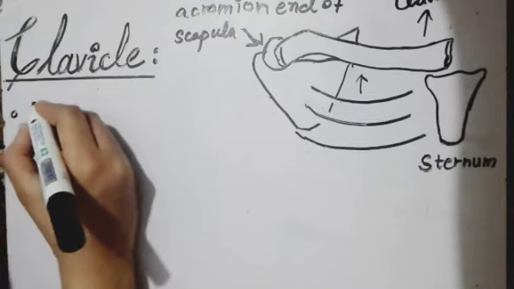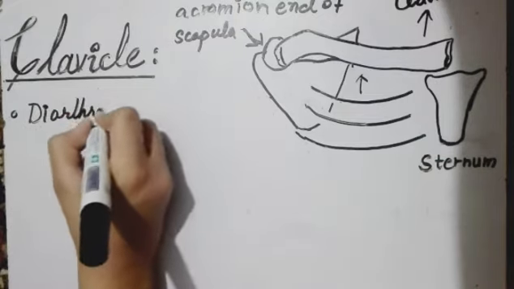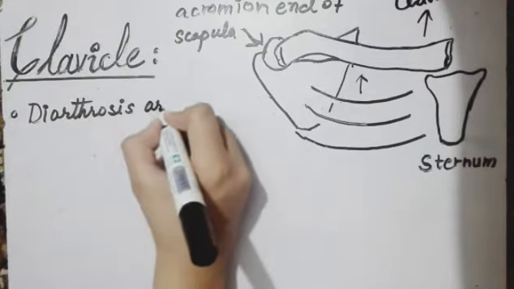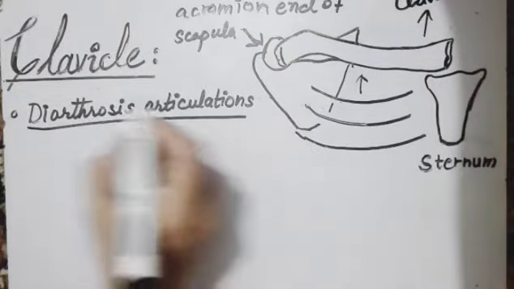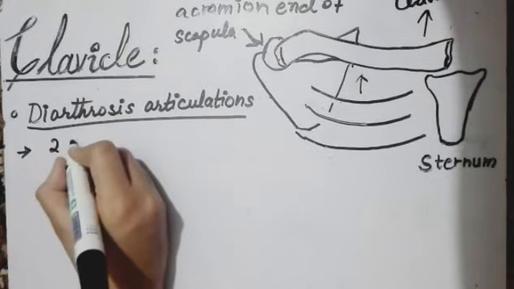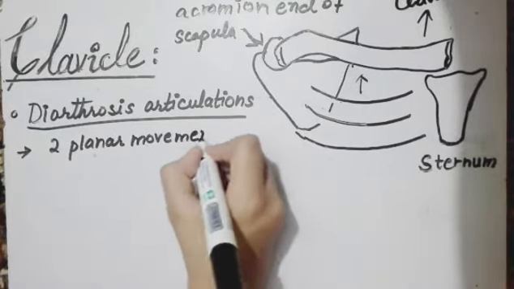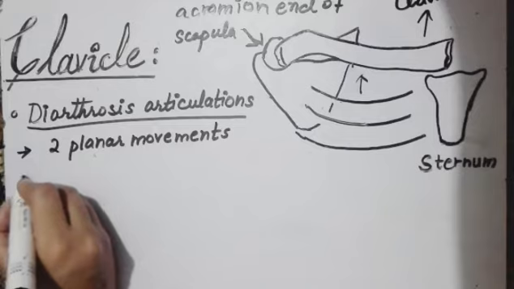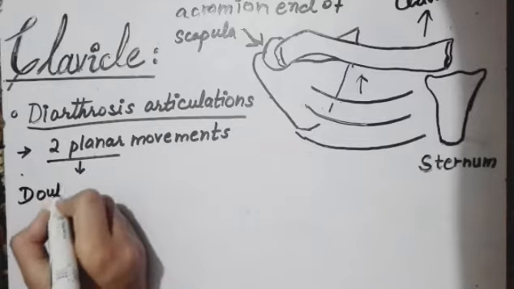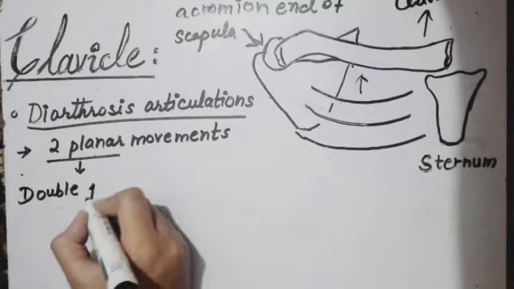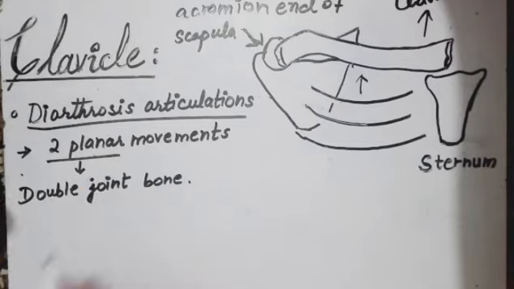Now moving on to the next point. Due to the clavicle's structure, there are only two planar, diarthrosis articulations that can be found in the clavicle. Diarthrosis means two planar movements. It means the clavicle can move in two planes. It's also called a double plane joint, and hence the double joint bone.